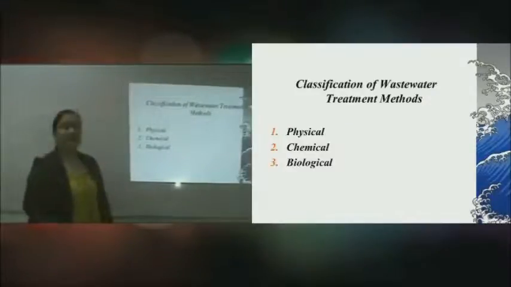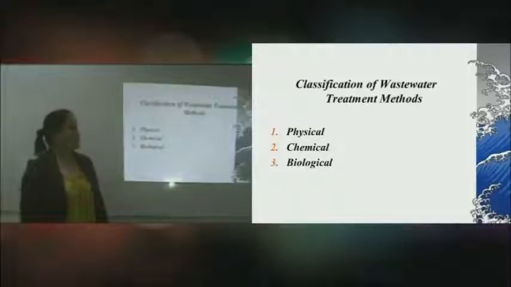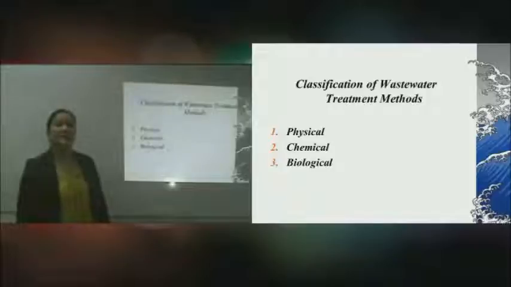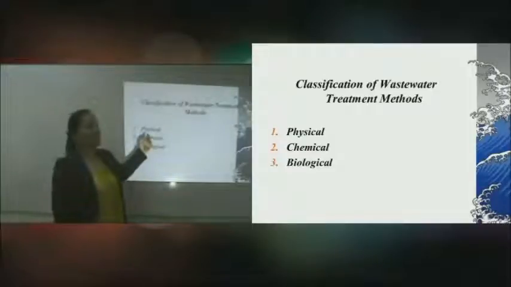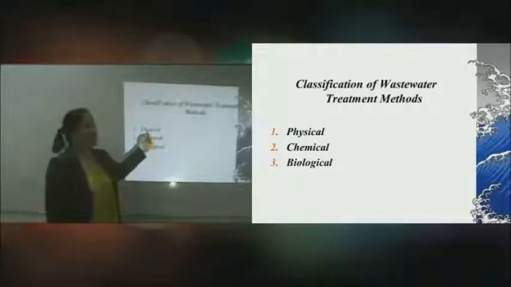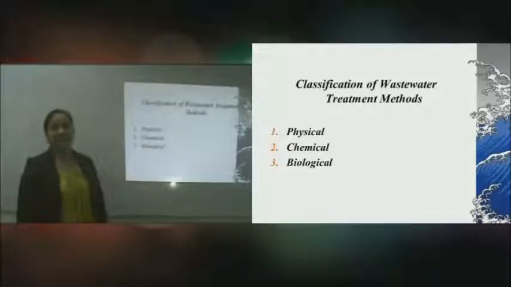Now, we mentioned a while ago that the different water quality parameters would at least give you an idea what kind of treatment to be utilized. So normally, if it is a physical water quality parameter affected, the type of treatment would be physical. That goes the same with a chemical water quality parameter and also a biological water quality parameter being affected.